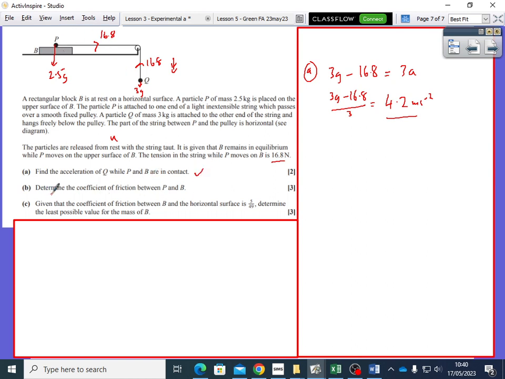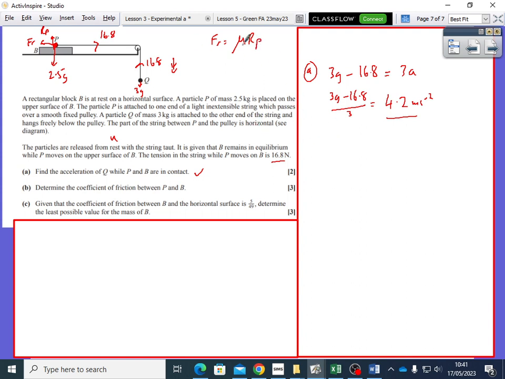Okay, now it says here determine the coefficient of friction between P and B. So for this one, I've got this particle, and I'm going to put the normal reaction force of that as R of P. So determine the coefficient of friction between those. Okay, so I'm going to put along here is friction, and friction, as we know, is mu times the contact force.